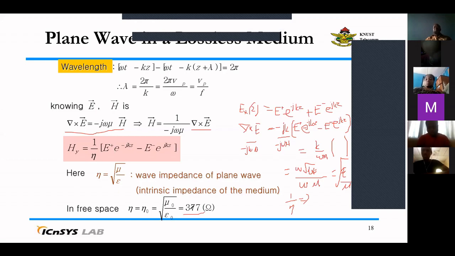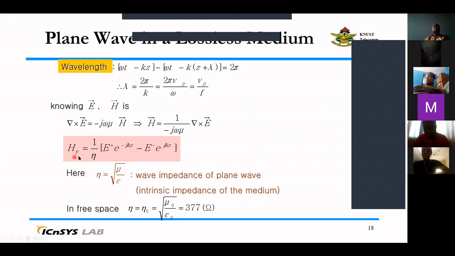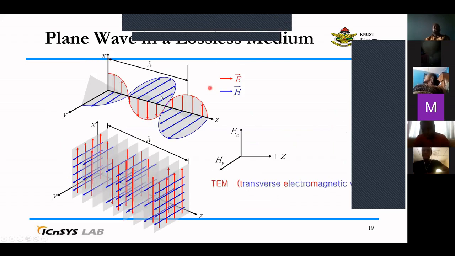So it means that the impedance of free space is 377 ohms. And the speed of light, or the speed of wave propagation, 3 times 10 to the power 8. So these are some of the constants that you encounter throughout your study as far as wave propagation is concerned. So this is how the wave is propagated. So you see that only HY is present, and then we also have EX. So it's EX and HY that are present.